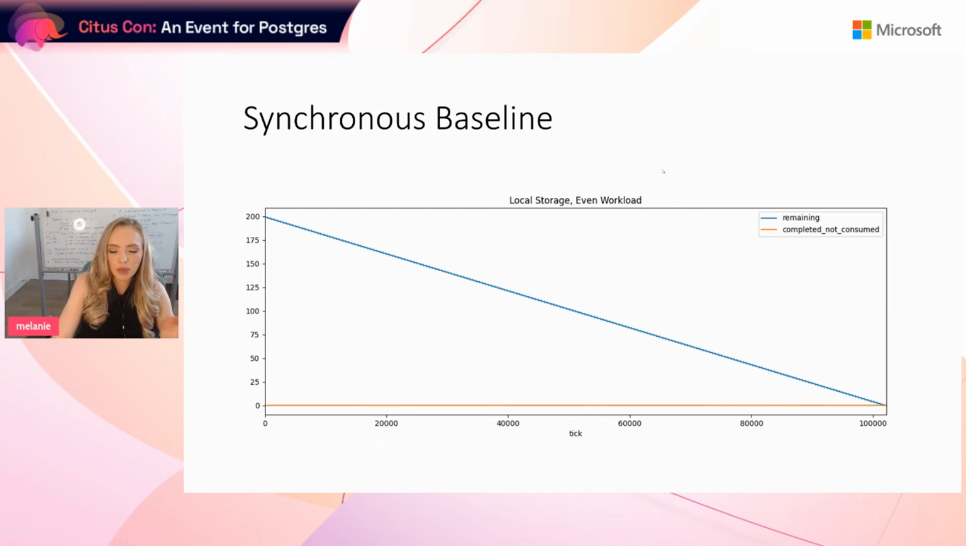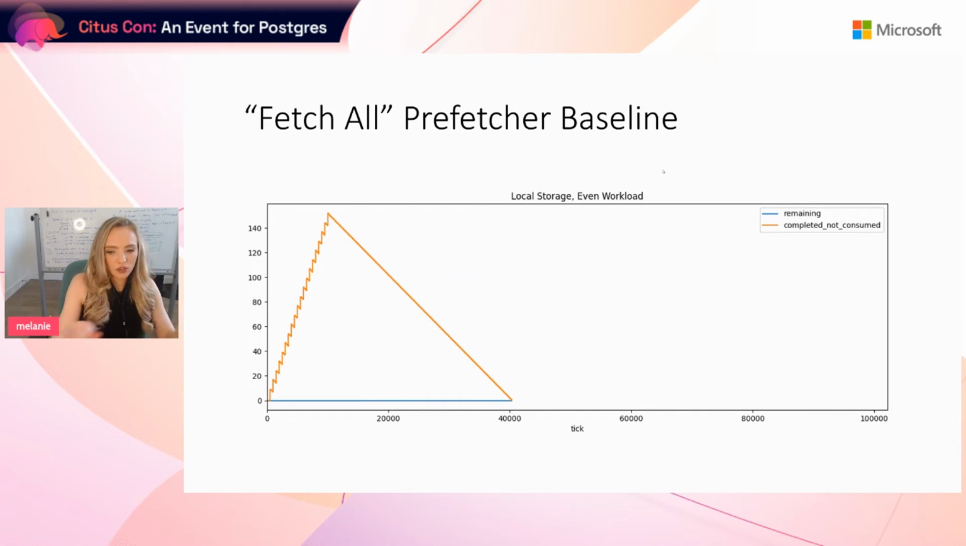Now let's compare this to the complete other end of the spectrum. These are on the same axes. This is the opposite end of the spectrum, a prefetcher that just requests all 200 IOs right out of the gate. You can see that the number of completed but not consumed buffers is quite high.